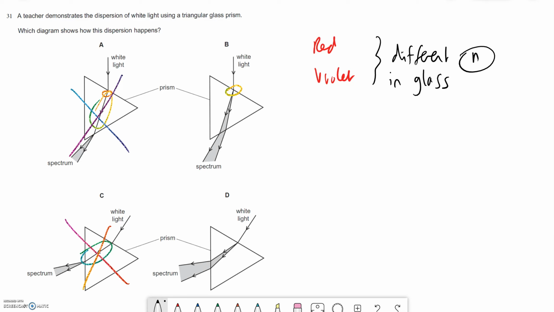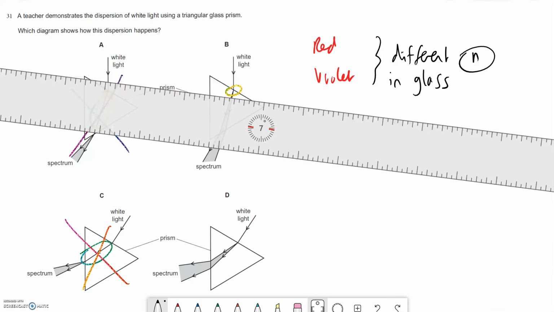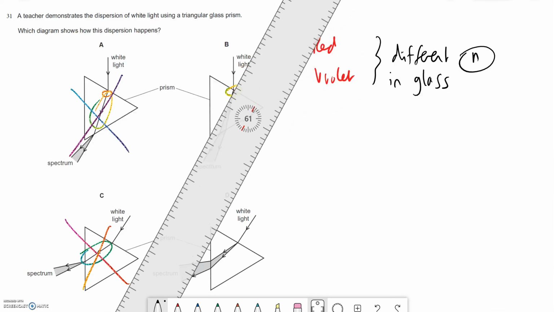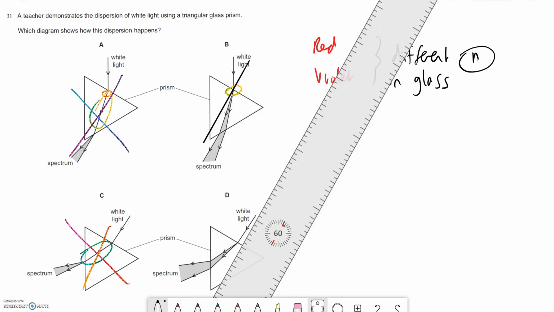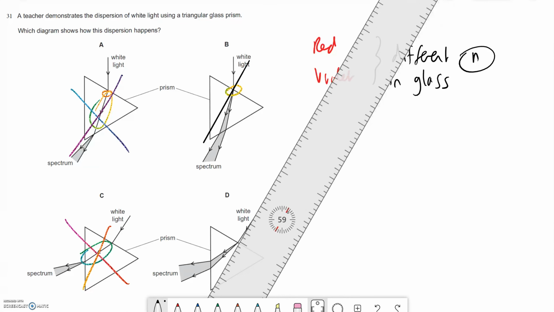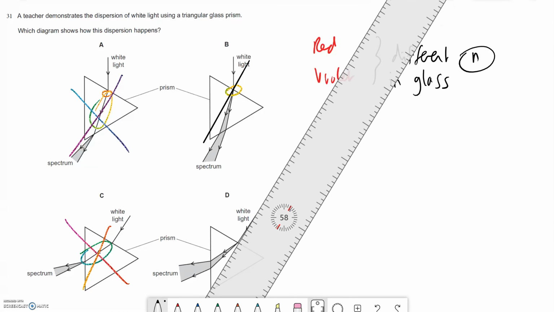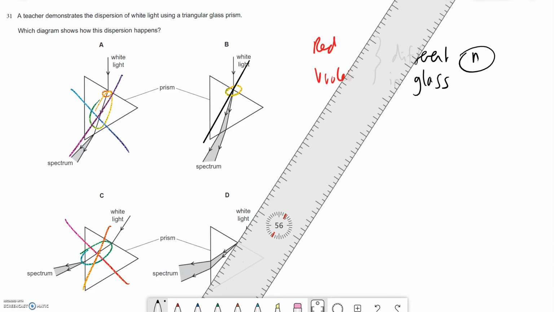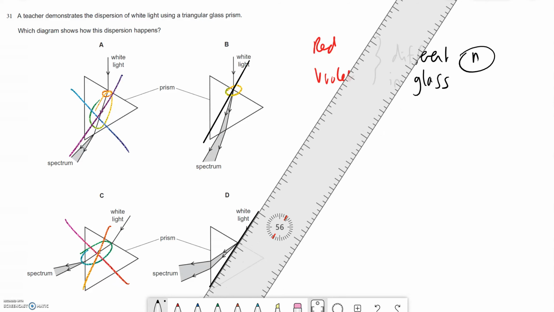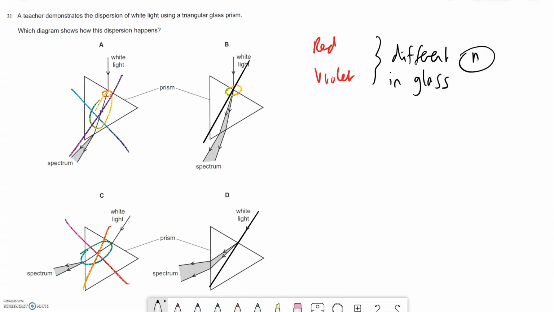The next thing to do is perhaps draw the normal onto these surfaces. So in the exam, you'd get your protractor or your ruler, make sure it's at right angles to the surface. So there's the normal for that one. And let's have a look at this one. Normal would be about there. And you're starting to spot something. That this one is actually coming in on the normal.